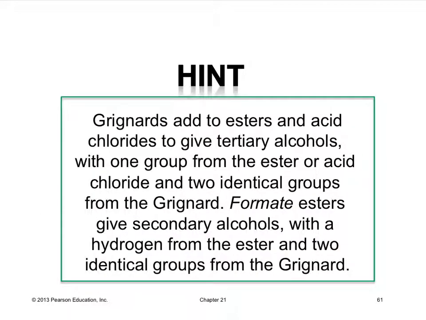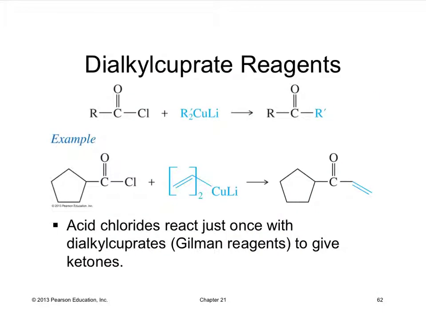Important thing to note is that Grignards add to esters and acid chlorides to give tertiary alcohols with one group from the ester or acid chloride and two identical groups from the Grignard. Formate esters will give secondary alcohols with hydrogen from the ester and then two identical groups from the Grignard. Now dialkyl cuprates. So dialkyl cuprates react with acid chlorides to generate ketones.